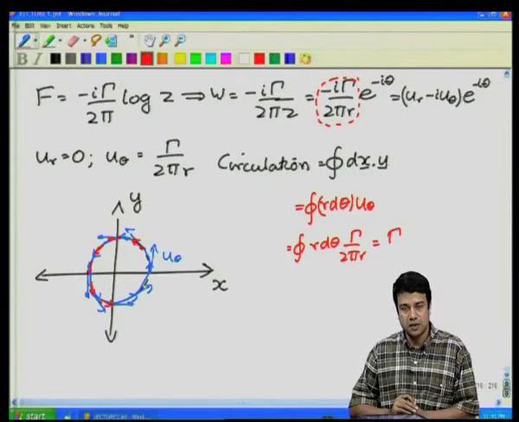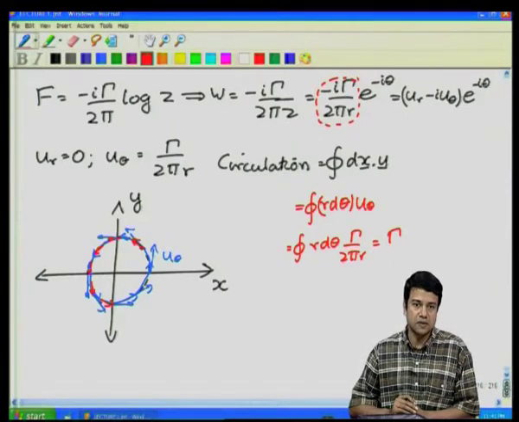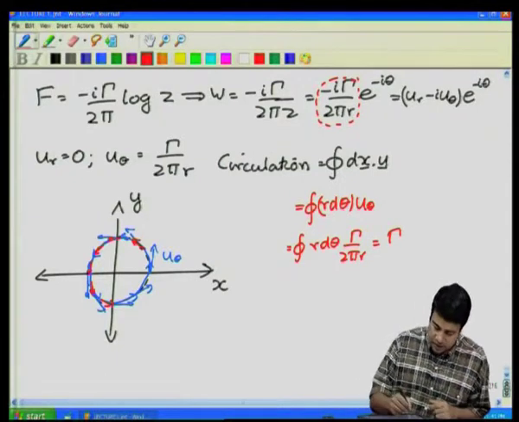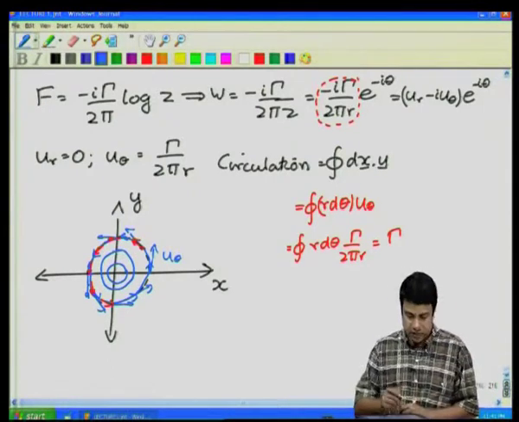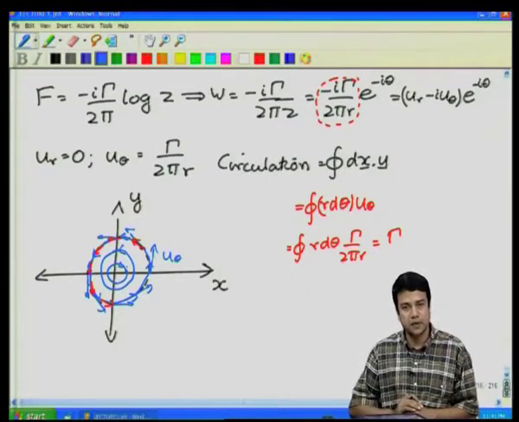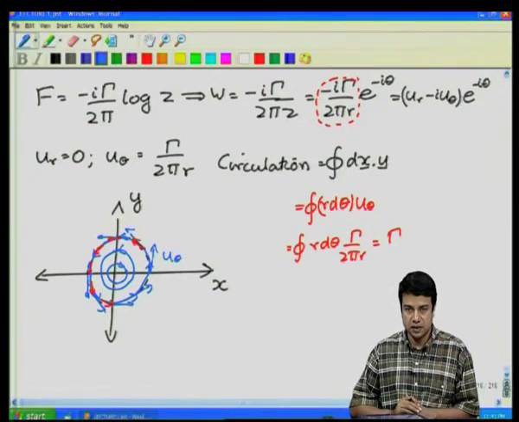So, therefore, the theta velocity goes to infinity as you go towards the origin. u theta is equal to gamma by 2 pi r, but the circulation along any contour is exactly the same. So, this is what is called a line vortex, in which the circulation is exactly the same on each and every contour.